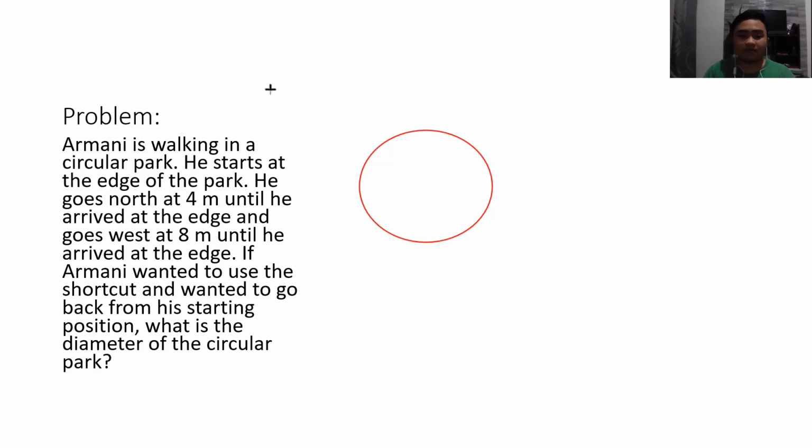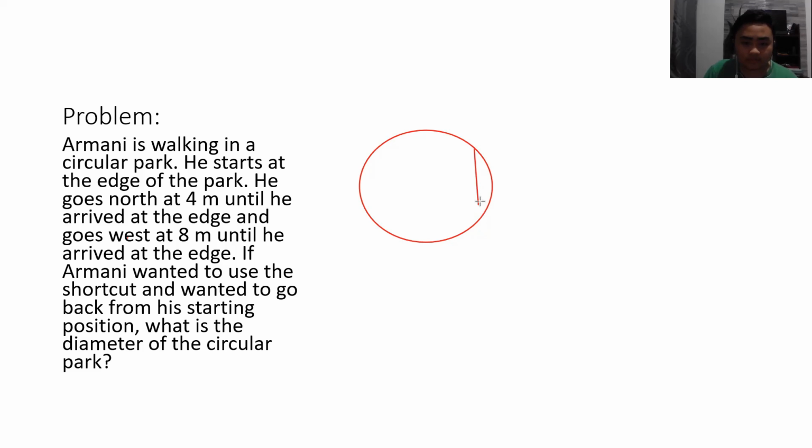So we read the given so it is easier to identify how to draw it. For example, it says he goes west. So if you start here, you can't go west, because you will go outside the circle. So you should read the problem first. Since it says he goes west, our starting edge is probably from here. So let's say that he goes north at 4 meters.